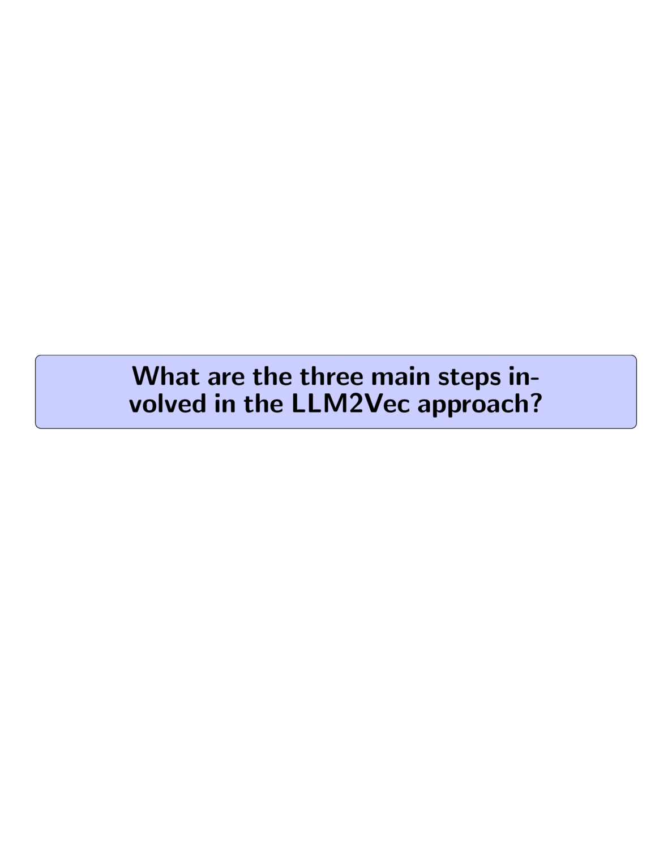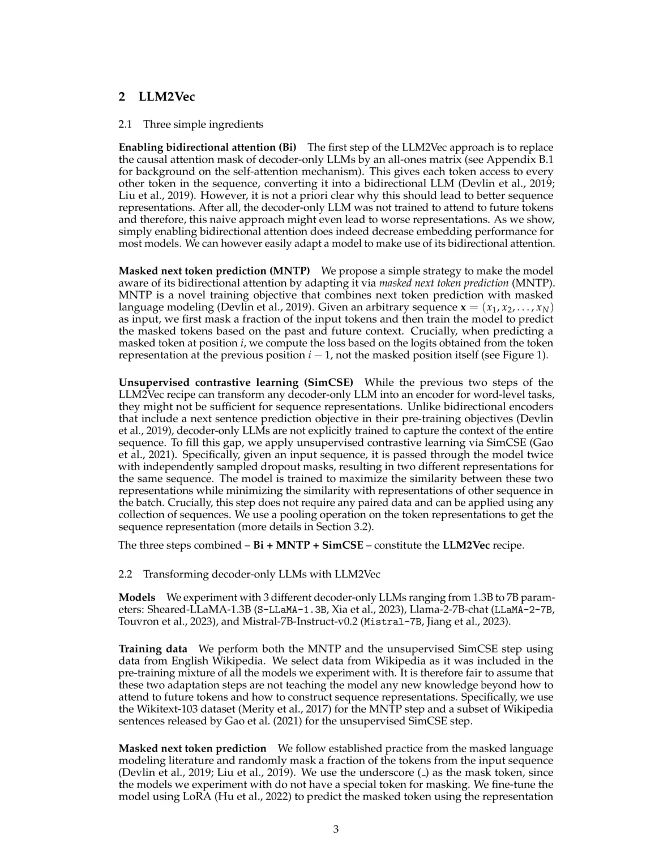What are the three main steps involved in the LLM2Vec approach? The three main steps are: 1. Enabling bidirectional attention. This step replaces the causal attention mask of decoder-only LLMs with an all-ones matrix, allowing each token access to every other token in the sequence, converting it into a bidirectional LLM. 2. Masked next token prediction, MNTP. This step involves training the model to predict masked tokens based on past and future context, where the loss is computed based on the logits obtained from the token representation at the previous position, not the masked position itself.